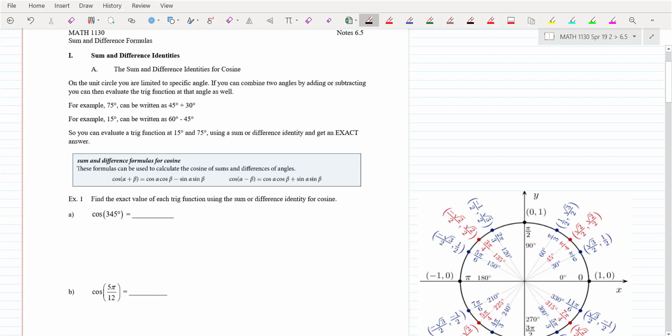Okay, so what we're going to do is look at angles that are not on the unit circle. I mean, they're not one of the special angles on there, but we can combine them by adding or subtracting two angles. Like, for instance, 75 degrees, we could write as 45 plus 30, and 45 and 30, of course, are on the unit circle, so that's what we're going to do. 15, same way, you could write that as 60 minus 45. So the first thing we're going to look at is these two identities, cosine sum and cosine difference, okay?